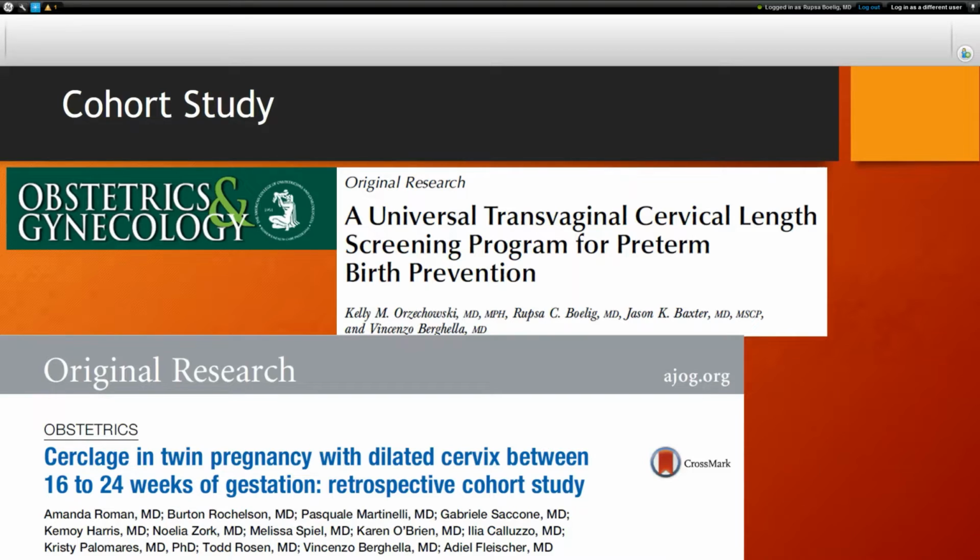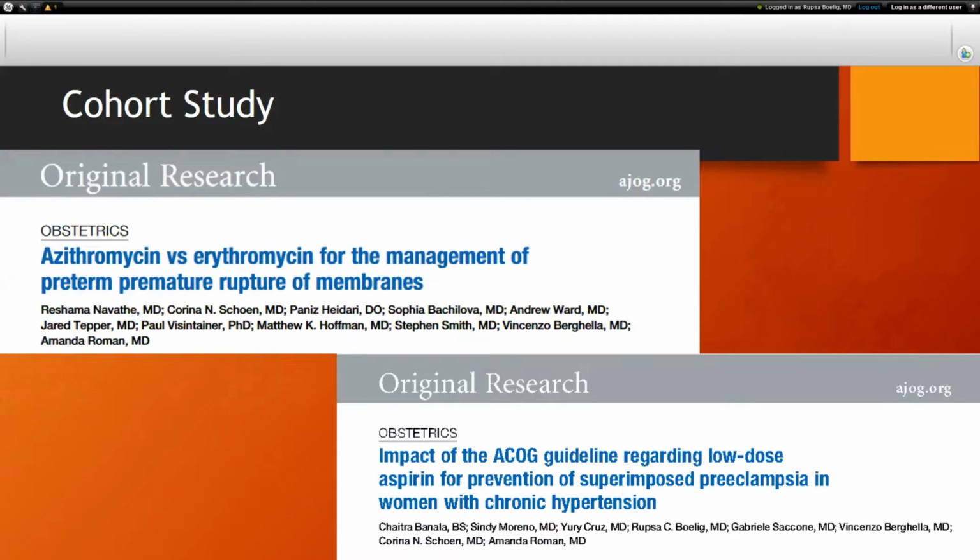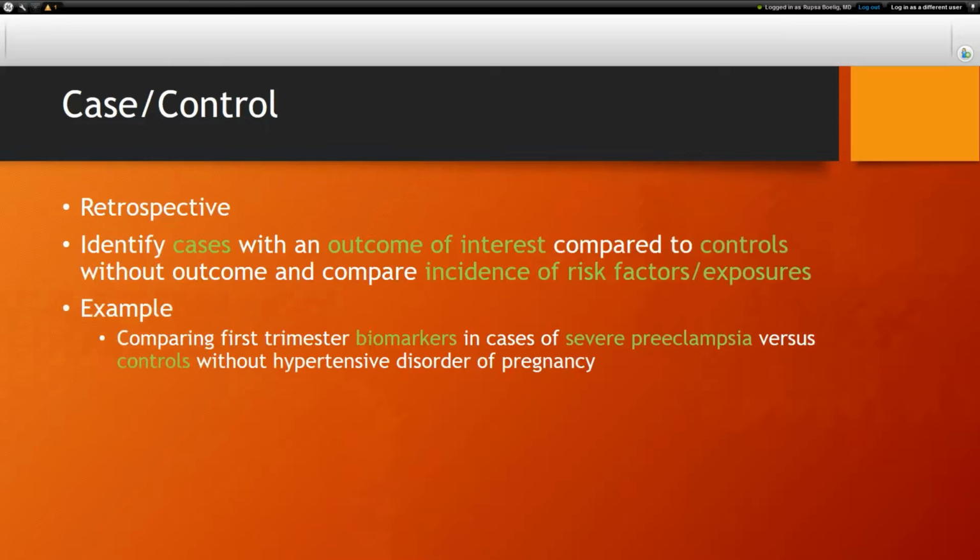Roman did a cohort study looking at cervical dilation and use of cerclage, and that was the basis for her subsequent randomized trial. So you can see the different impacts and uses for cohort studies. These are examples of other cohort studies that fellows have done. I just want to again highlight that just because you're not doing a randomized trial doesn't mean that it's not an important or impactful study.